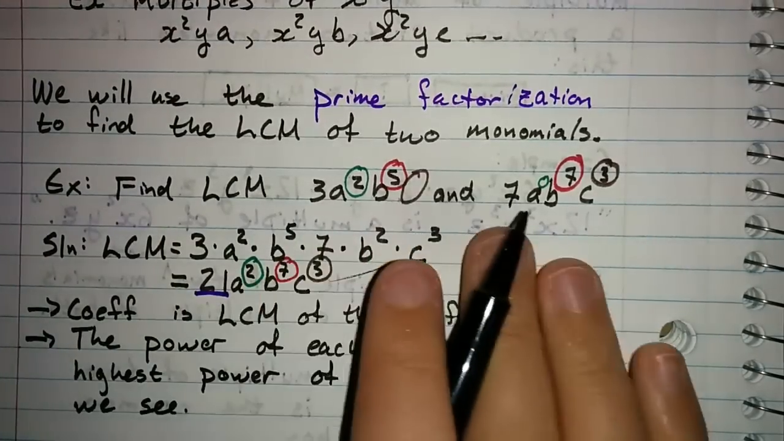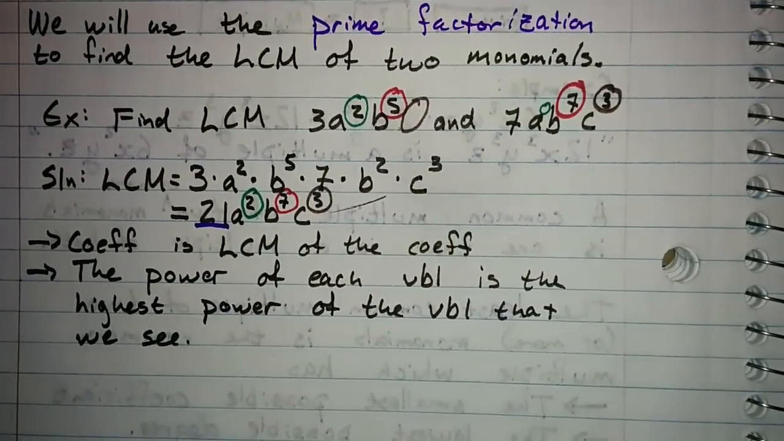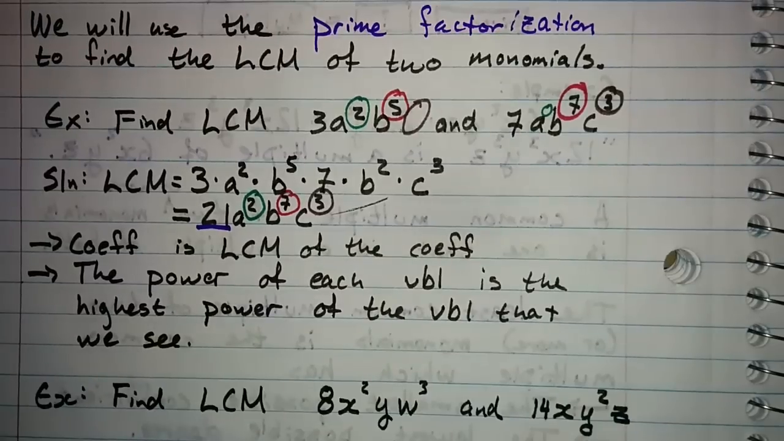So I'm going to give you one of these to try, finding the least common multiple of 2 monomials. Find the least common multiple of the monomials 8x squared yw cubed and 14x y squared z. Pause the video and try this now.